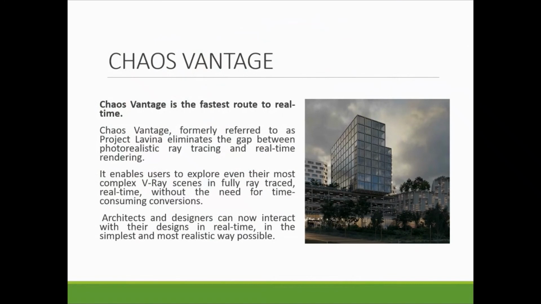And some of us might be familiar with the term Project Lavina. It was the previous name for Chaos Vantage. Now the Chaos Group had rebranded and released it as Chaos Vantage. So the Chaos Vantage is basically a rendering application that can render a model in real time with 100% ray traced environment. Which means it eliminates the gap between photorealistic and real-time rendering, so that we can instantly explore and interact with our fully detailed 3D scenes in real time with a 100% ray traced environment.